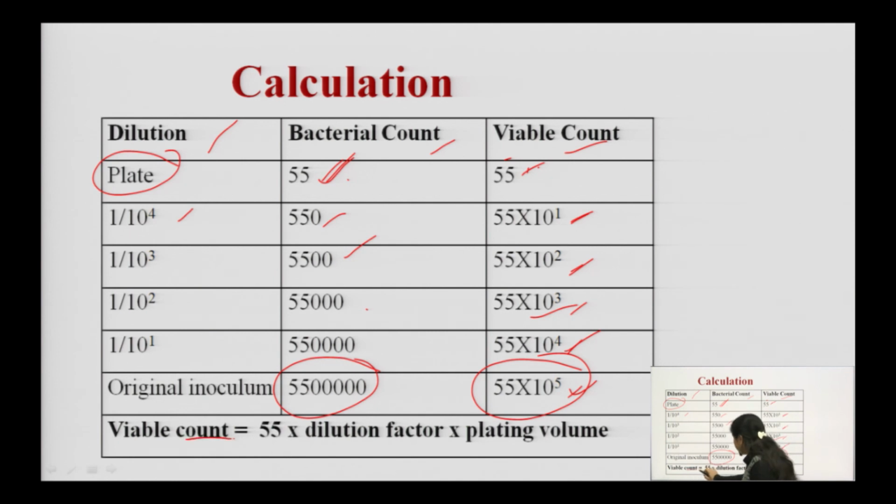So, the actual calculation for getting the viable count is the count, 55, into dilution factor into plating volume. Whatever count comes on the plate which we have selected for counting, we will multiply it with the dilution factor, and after that we need to multiply it with the plating volume.